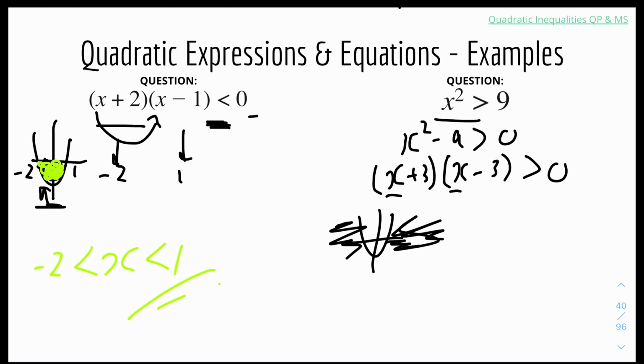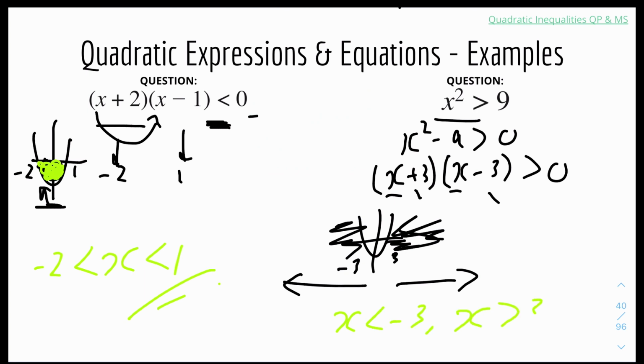And we know that the two roots are 3 and minus 3, because this is minus 3 and this is plus 3. So 3 and minus 3. So the regions that we have to shade are minus 3 to infinity and plus 3 to infinity, because the region in the middle, right here, is smaller than 0, which is not what we want. So therefore the final answer is x is smaller than minus 3 and x is bigger than 3.